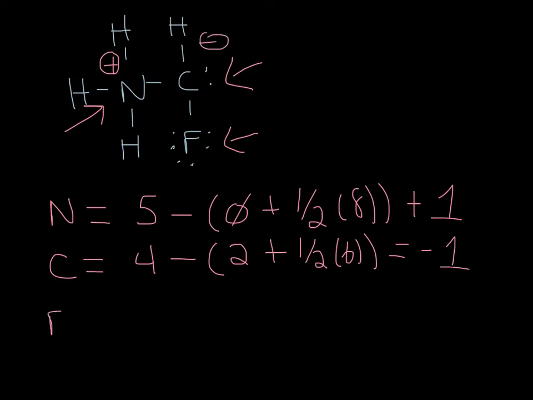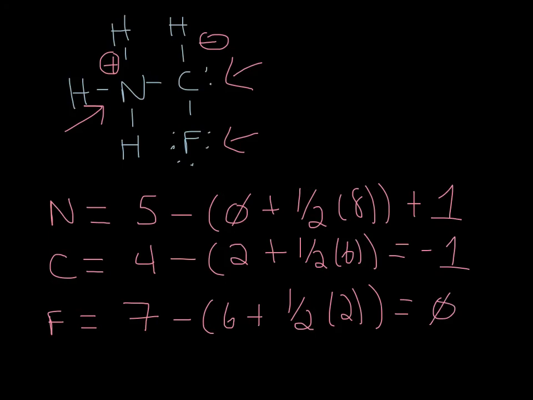And then lastly, we'll look at our fluorine. Fluorine and the other halogens have a valence of 7. Fluorine is in the second row, so it can't break the octet rule. So we have 7 minus 6 non-bonding electrons from those 3 lone pairs, plus 1/2 of 2, because it has 1 bond to the carbon. So that is 0. So that fluorine doesn't have any charge at all. We could put a 0 next to it, but we don't have to.